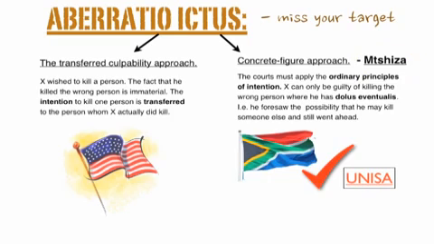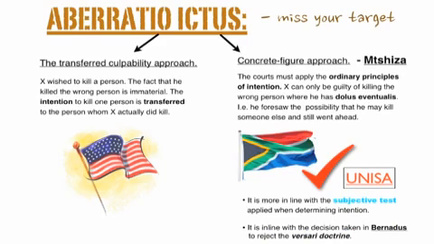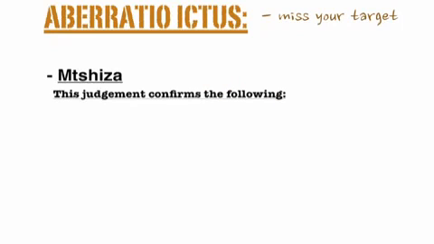Unisa prefers this theory because it is more in line with the subjective test applied when determining intention. It is also in line with the decision taken in the case of Bernardus to reject the Vasari doctrine. The judgment in Unisa confirms the following.